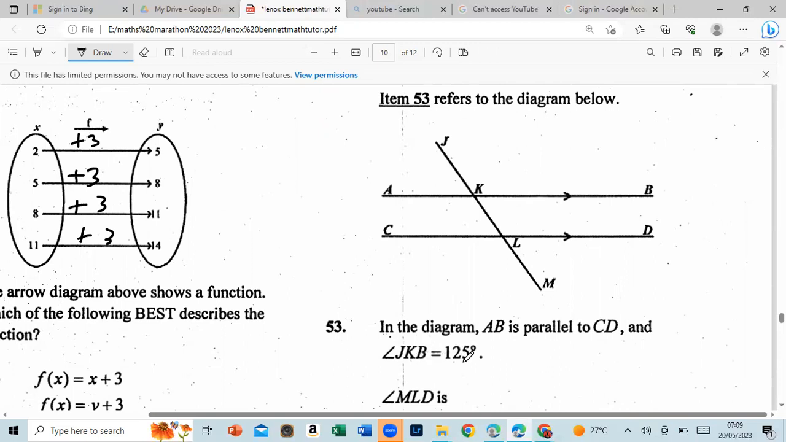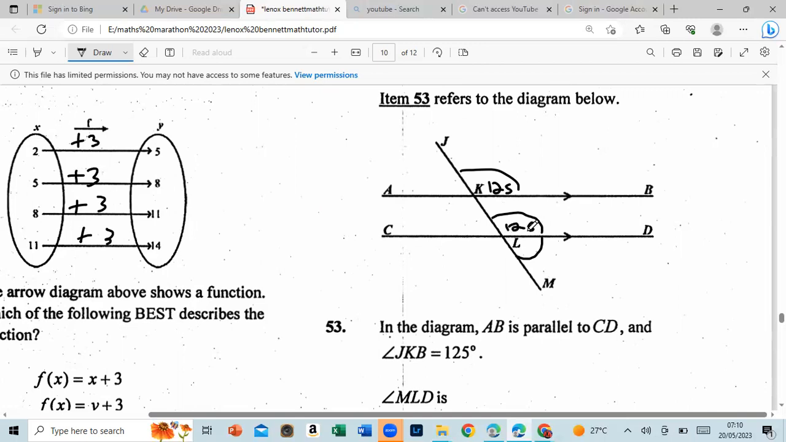JKB equals 125. So they ask us JKB, which is right here, 125 degrees. Alright, boom. And they ask MLD. Be careful, guys. It has to be MLD, which is this angle right here. Or you can look at it: this angle right here is also 125, right?